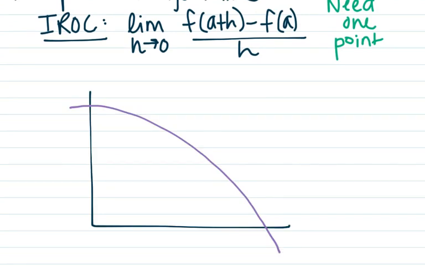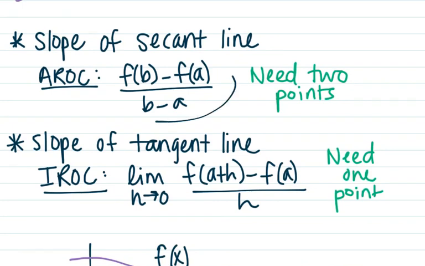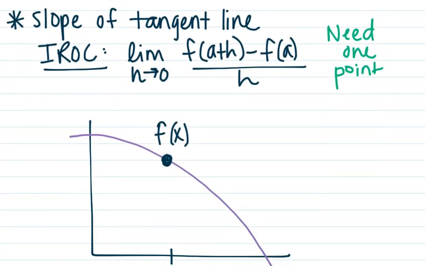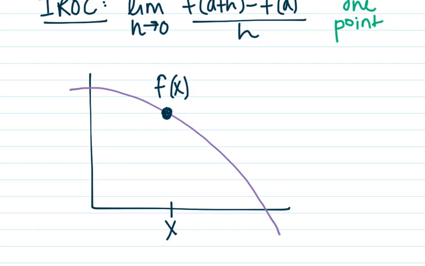So let's say we have some curve and we have some x value that would give us a y value of f of x. Since we can't just find the slope at a single point, we're going to have to use a limit to get around that. Because like I said, when we used this average rate of change, we were getting a hole at the point itself because it was giving us indeterminate form.